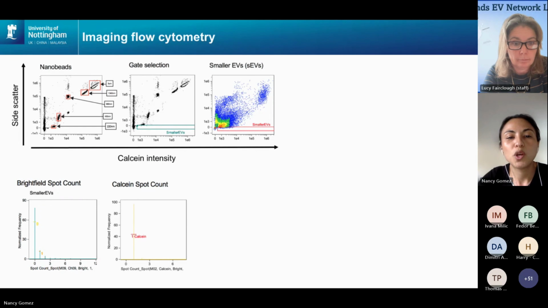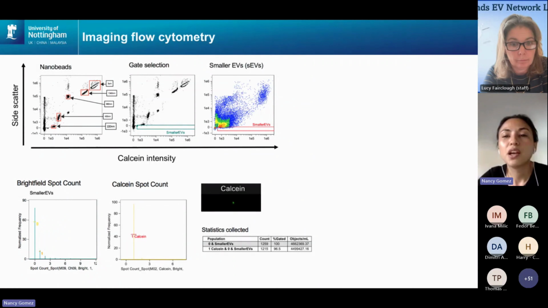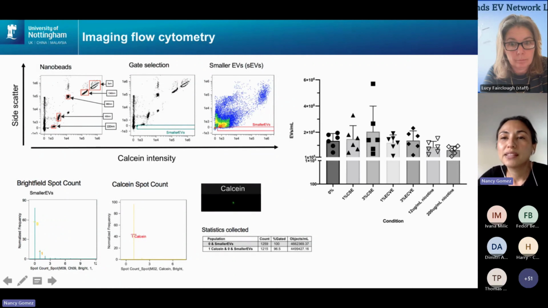We also gated for 1 calcein spot count so we could remove any coincidental events. Here we can see the green color of the calcein, and we could collect our statistics. Now, our results showed that there were no significant differences in the number of EVs being produced by our PBMCs under any of the conditions, both compared to the control and to nicotine.